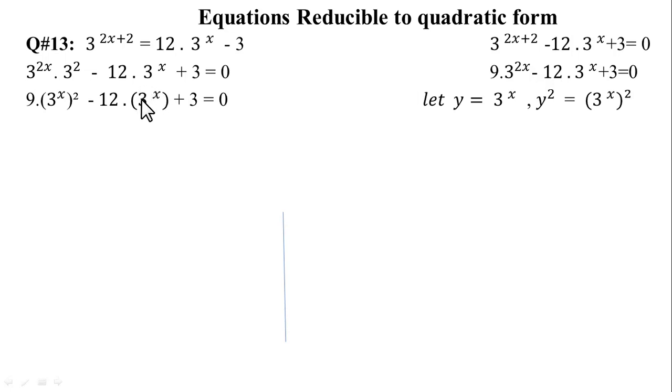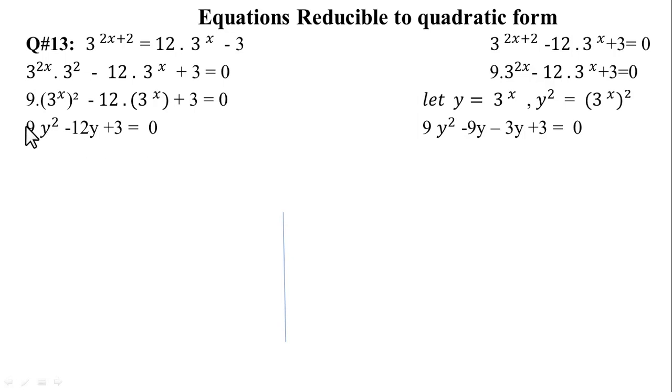Here, let us suppose that 3 to the power x is equal to y. Then taking square on both sides, y squared is equal to (3 to the power x) whole squared. Now putting in this equation, the equation will be 9y squared minus 12y plus 3. So we write the form 9y squared minus 12y plus 3 is equal to 0.